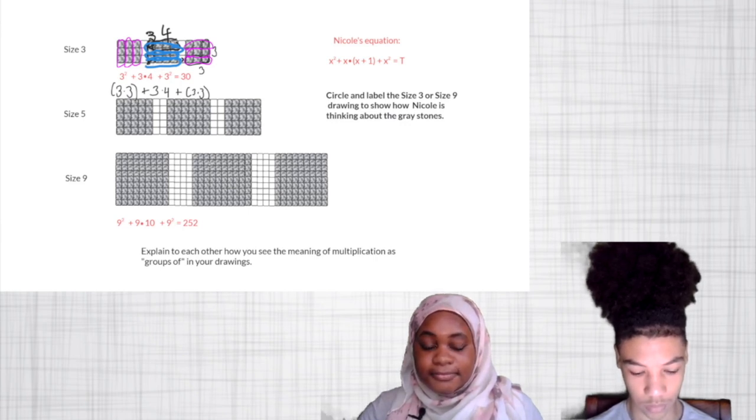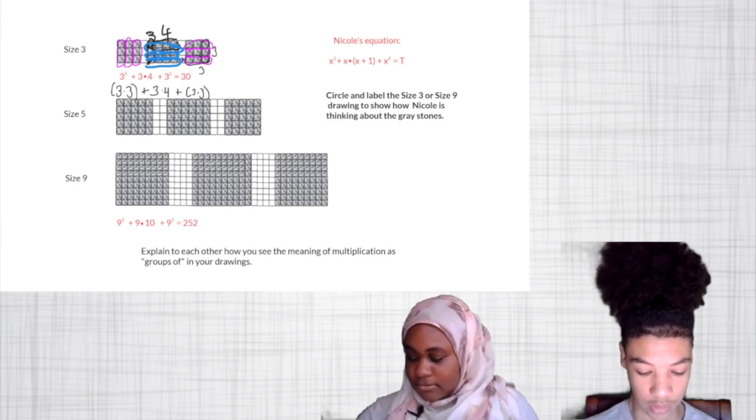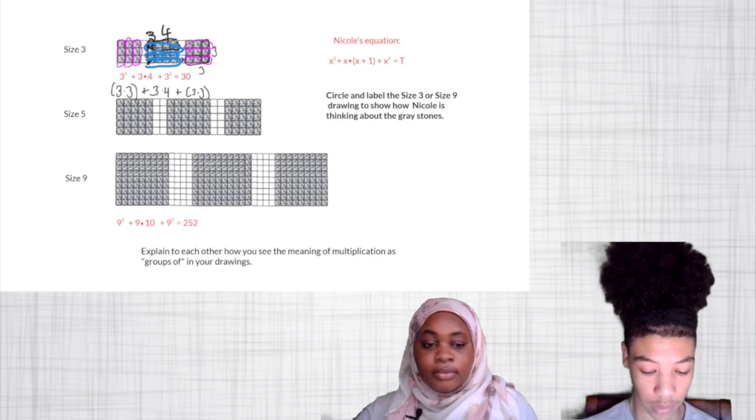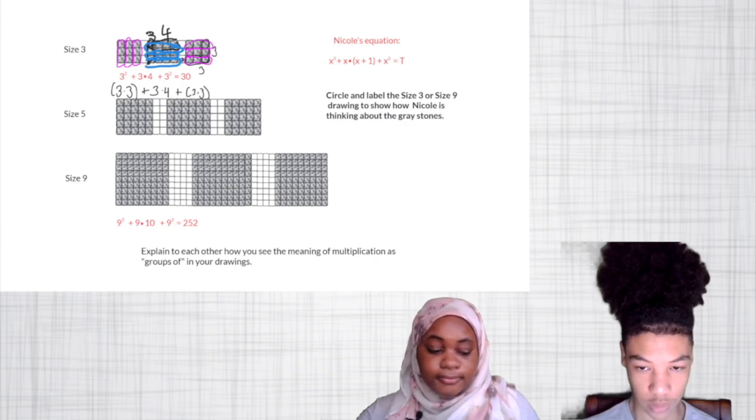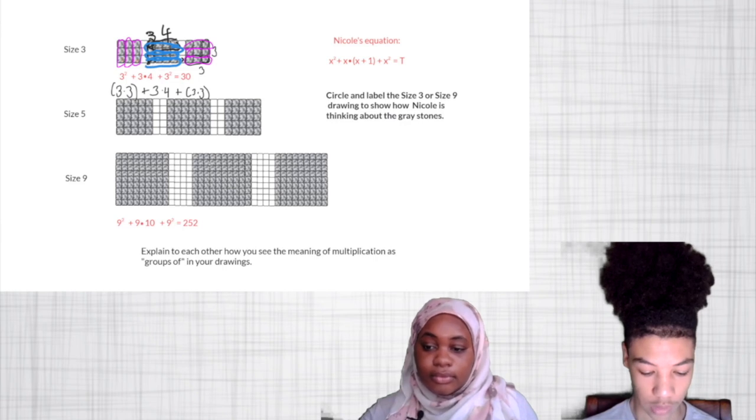And ET, how about yours? I have one that's exactly the same as Haleemah, being the 3 groups of 3, which is going to be 3 rows with 3 tiles inside of them. And I also have 3 columns with 3 tiles inside of them.